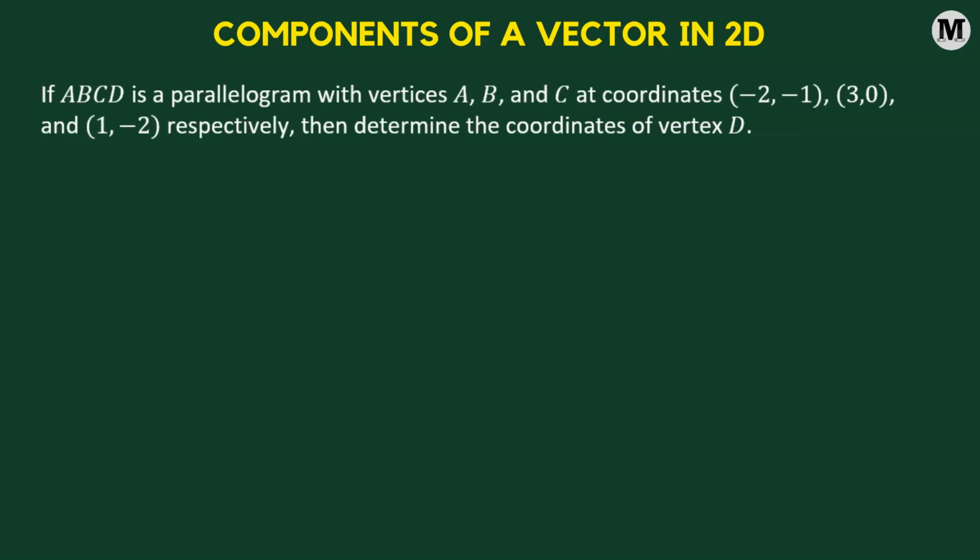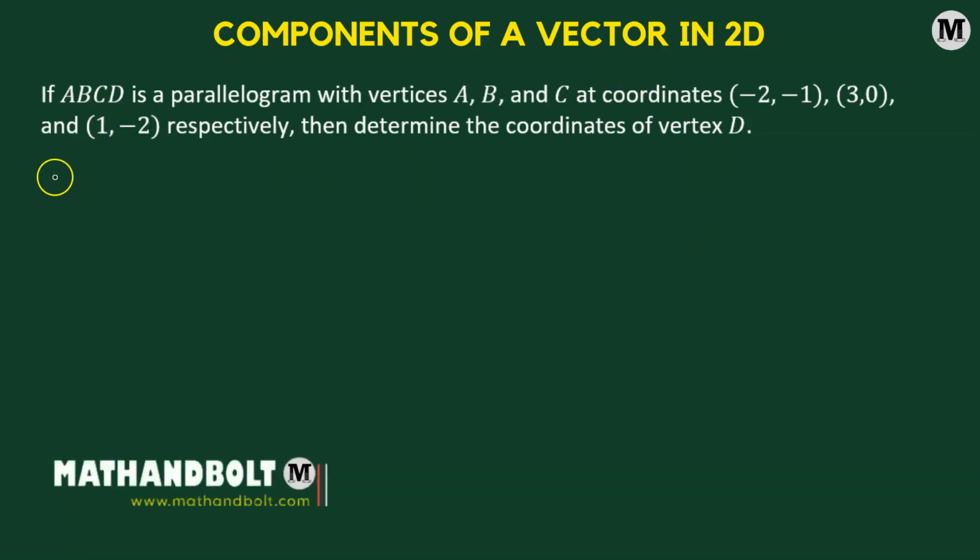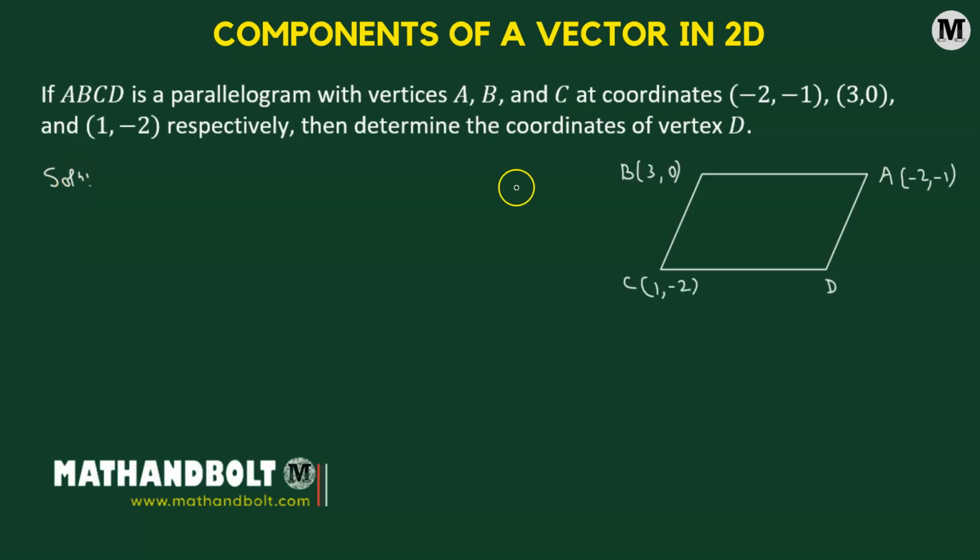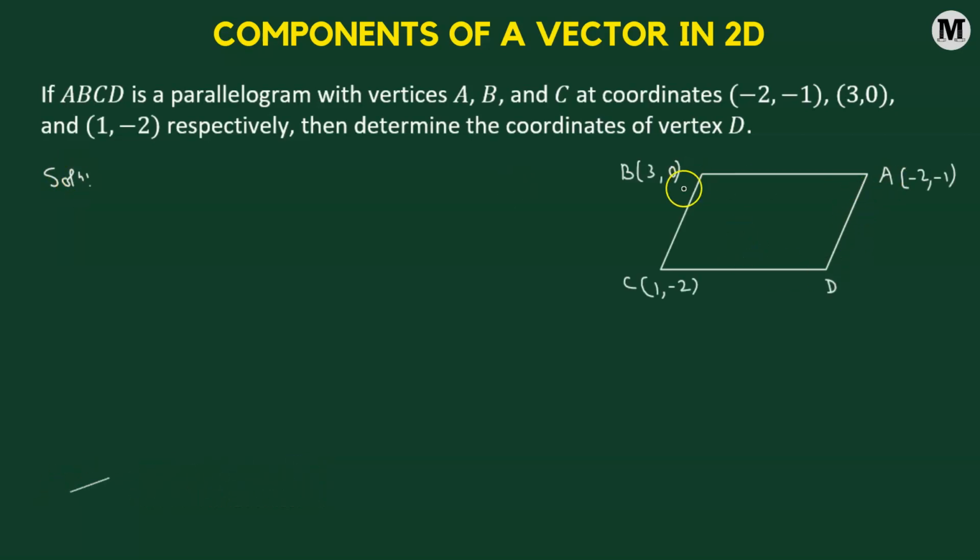If ABCD is a parallelogram with vertices A, B, and C having the coordinates (-2, -1), (3, 0), and (1, -1) respectively, then determine the coordinates of vertex D. Okay, let us begin. So here we have a parallelogram ABCD. Coordinates of A, B, and C are given to us. We need to find out the coordinates of vertex D.